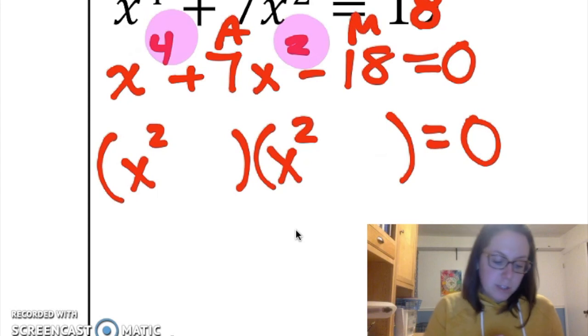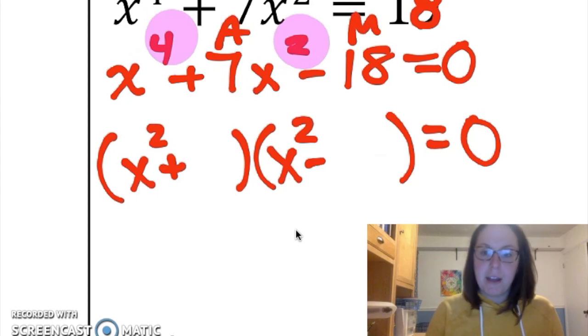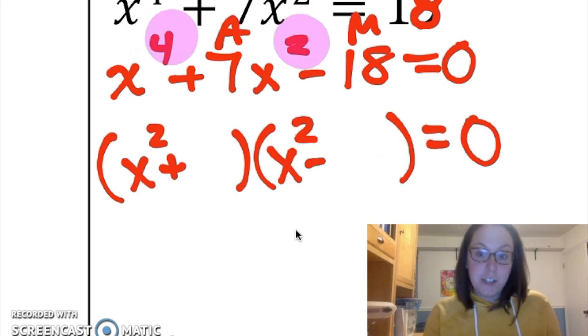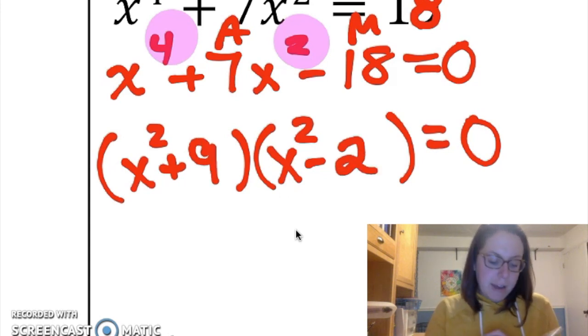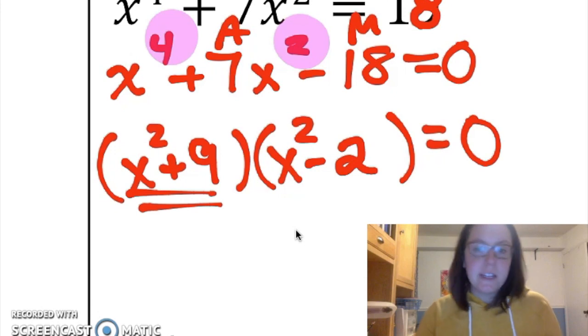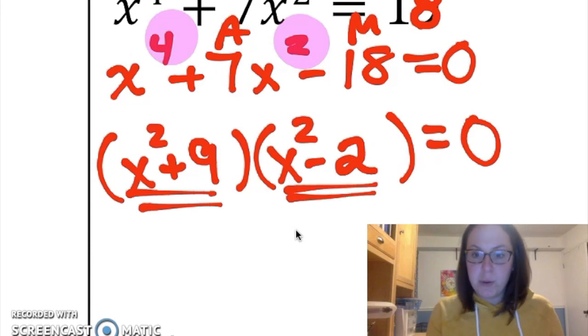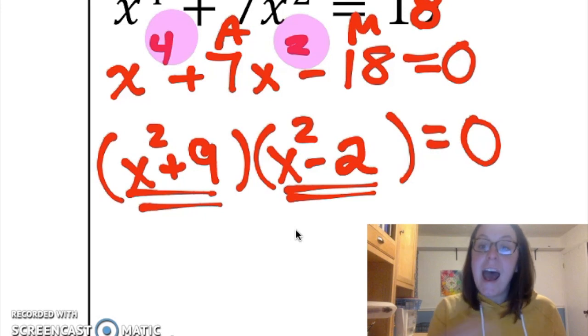negative 18? So there's going to be a plus and there's going to be a minus. For 18, I think 9 and 2. It's got to be plus 9 and minus 2. Now that is a sum of squares. It is not factorable. And that is a difference, but 2 is not a perfect square. So that is as far as I can factor it over the integers.